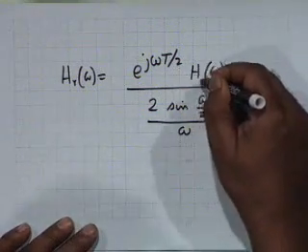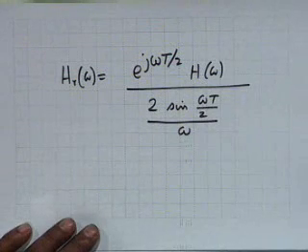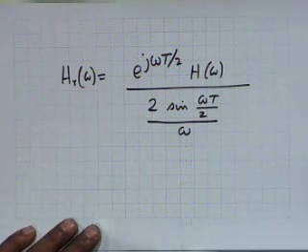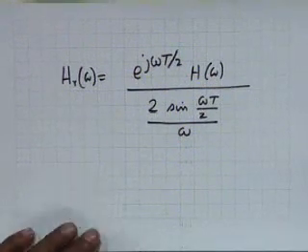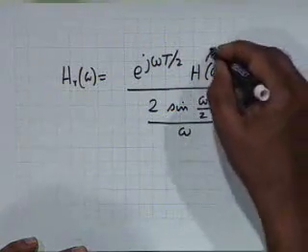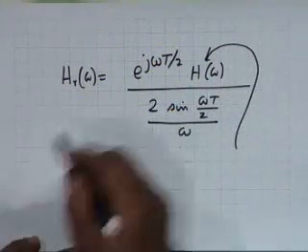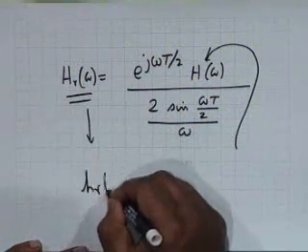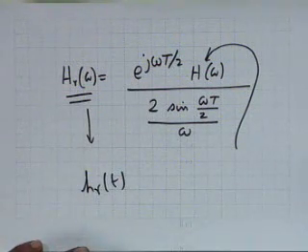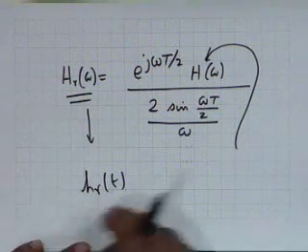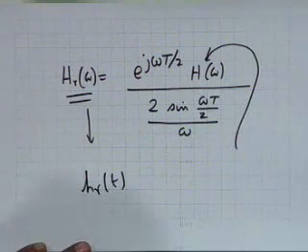Alright. Now, depending on H of omega, capital H of omega, I know what is capital H of omega. It is 1 from minus omega c to plus omega c, otherwise it is 0. You can find out HR of omega from here, and then you can find out HR of t. Alright. So, the recovery system, we can find out the impulse response of the recovery system.